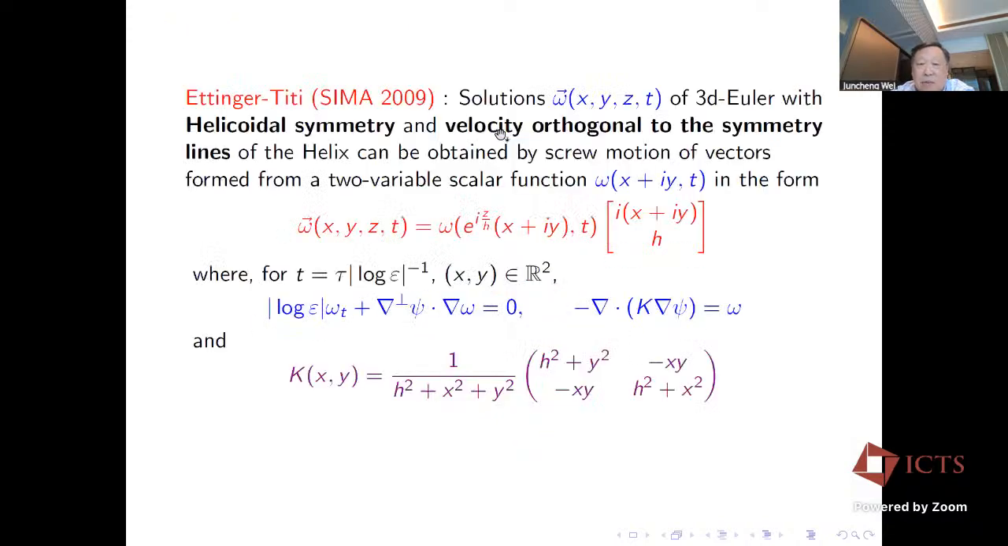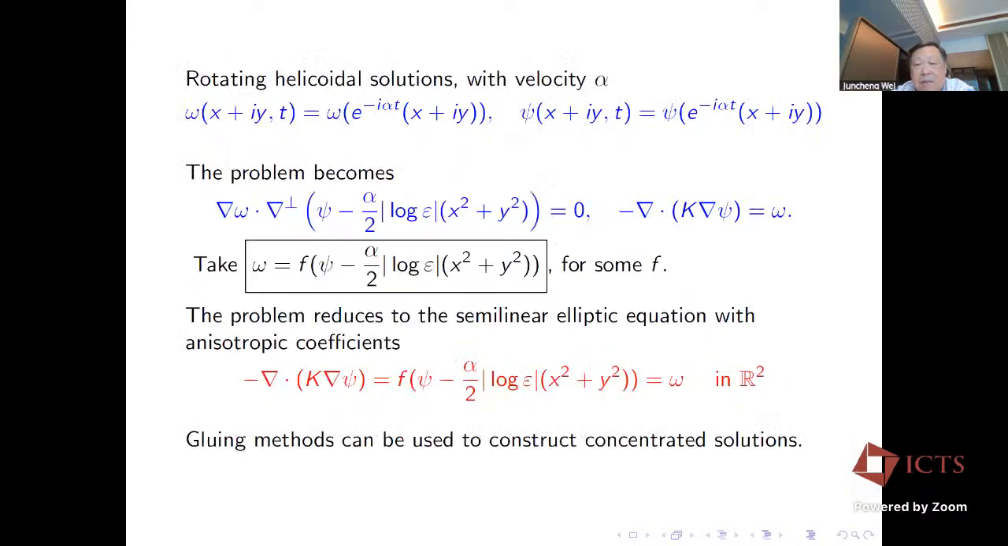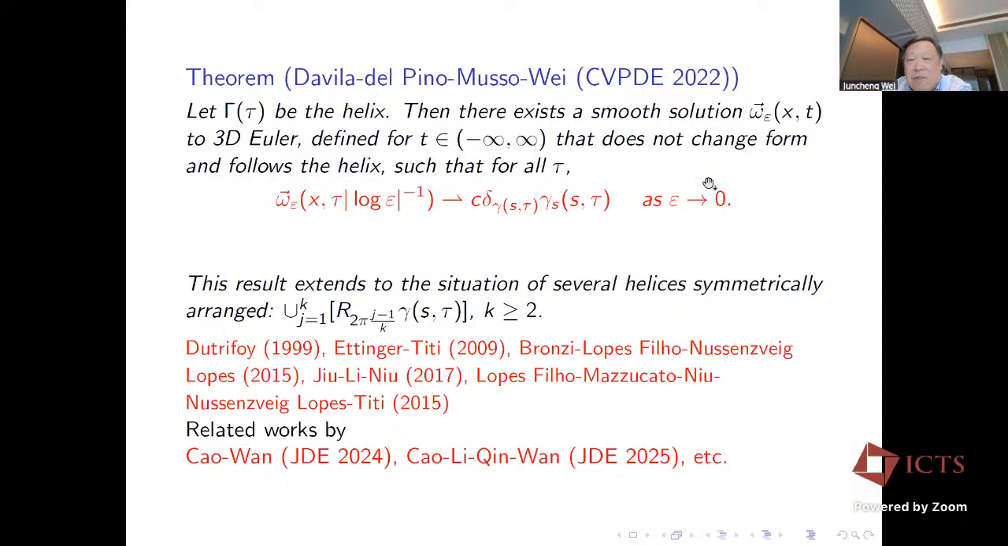The idea is to reduce this problem to elliptic. And it turns out the problem can be reduced if you have a helical symmetry. The problem can be reduced to an anisotropic semi-linear problem in R2, and using the Green method for the elliptic problem, we can construct a concentrated solution for this, and this solution will be concentrated along the helix. So in some sense, this is cheating because you reduce this problem to the elliptic problem. Right?